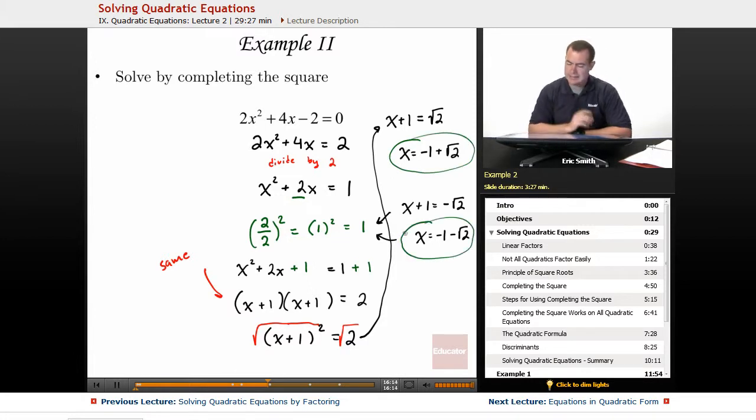So that one does take a lot more work, especially to go through the entire process of completing the square. But notice how it did find our solutions. And it even found our solutions despite the fact that they were irrational solutions. So very nice.